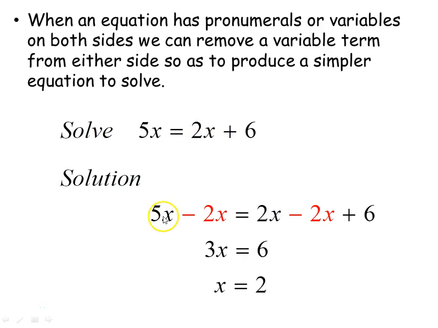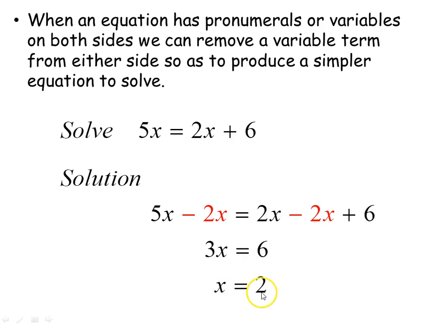So we've got on the left-hand side 5x minus 2x is equal to 2x minus 2x plus 6. Now on the right-hand side, this 2x minus 2x disappears, goes to 0, and we're left with just the plus 6. On the left-hand side, we have 5x minus 2x to give us 3x. 3x equals 6 is a simpler equation, and just by inspection we can see that x equals 2.